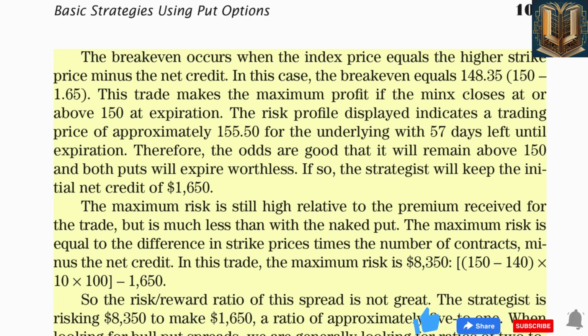The maximum risk is still high relative to the premium received for the trade, but is much less than with the naked put. The maximum risk is equal to the difference in strike prices times the number of contracts, minus the net credit. In this trade, the maximum risk is $8,350: 150 minus 140, times 10, times 100, minus 1,650. So the risk-reward ratio of this spread is not great. The strategist is risking $8,350 to make $1,650, a ratio of approximately 5 to 1.